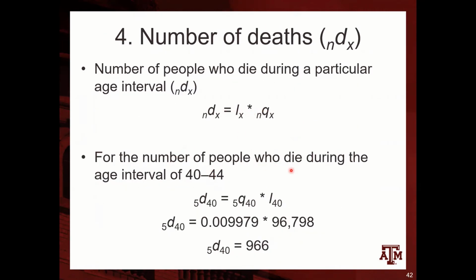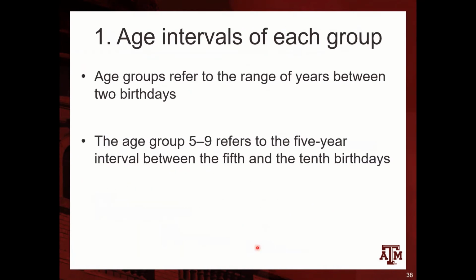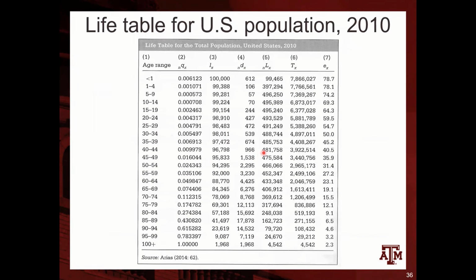For the number of people who died during the age interval 40 to 44, how do we calculate it? We have the probability of dying equal to 0.009979, and the number of people alive at the beginning of the age group. So 966 will die. If you go back to the life table, we did this exercise here. The 966 is the probability of dying multiplied by the number of people who reach exactly age 40 at the beginning of the interval. Okay?